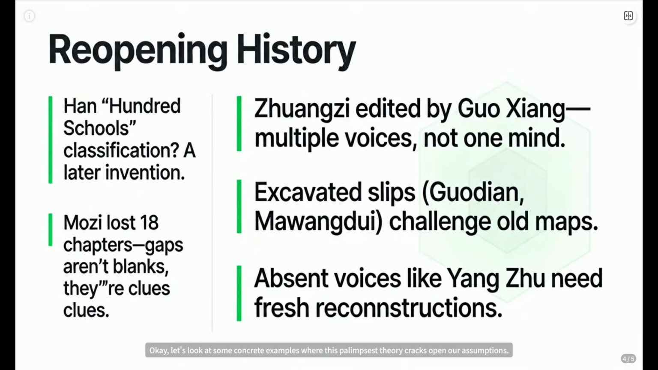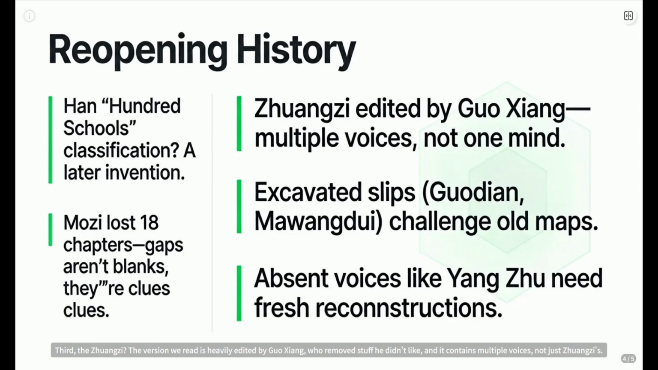Okay, let's look at some concrete examples where this palimpsest theory cracks open our assumptions. First, the famous 100 schools. Turns out that neat classification largely came from Han Dynasty librarians trying to organize chaos. It wasn't how thinkers saw themselves back then. Second, the Mozi text we have. It's incomplete, missing 18 chapters. Trying to build a seamless philosophy from what's left ignores both the gaps and internal differences.